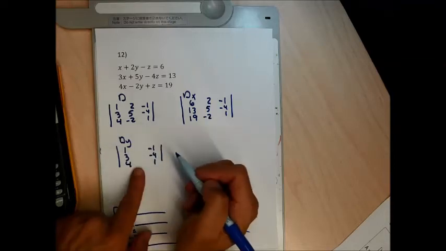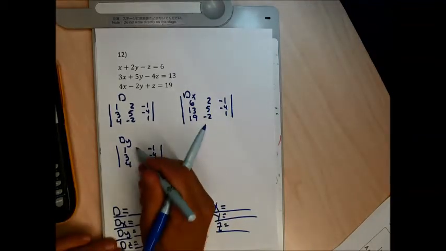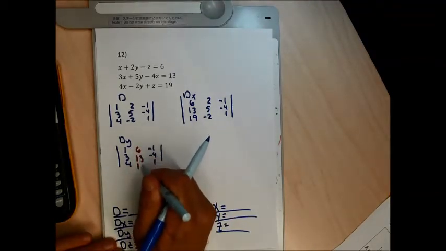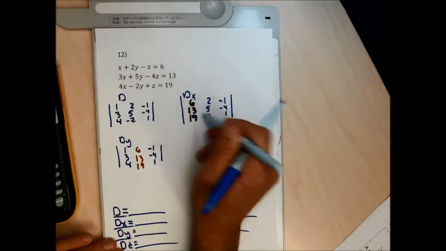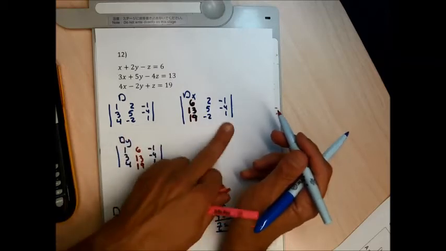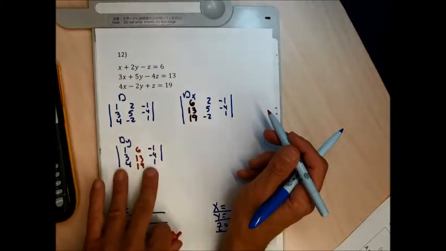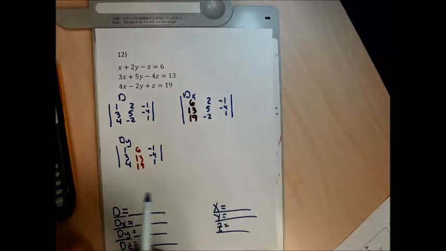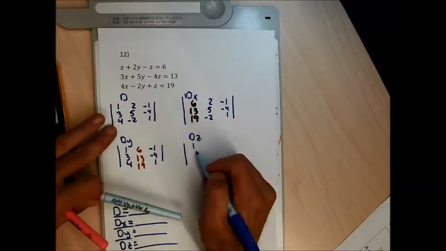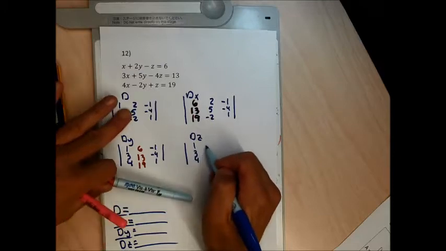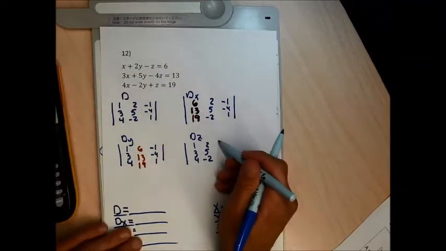I'm going to change the y column of the D matrix to 6, 13, and 19. So let me just color code this maybe. So what I've done: for the x matrix, I have the second two columns of the D matrix with the x column changed. For the D sub y matrix, I have the first and third columns of the D matrix with the y column changed. And for the D sub z determinant, I'm going to leave the x column and the y column of the D matrix, and change the z column to the equal column, 6, 13, and 19.